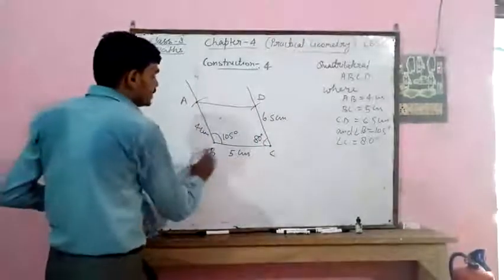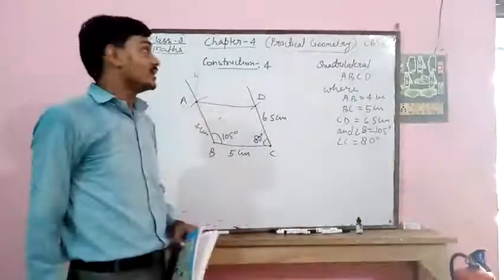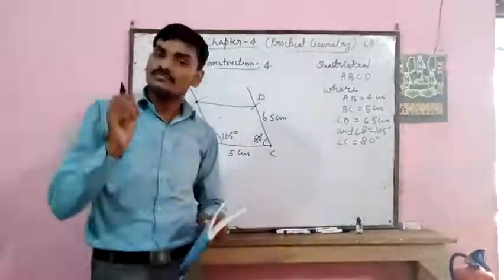So this is your required quadrilateral. This is ABCD, your required quadrilateral. So this is your construction 4.